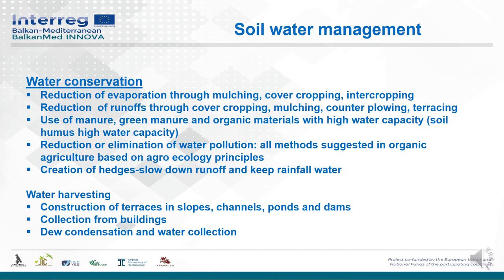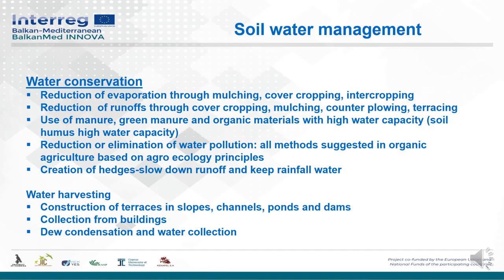For example, soil humus has high water capacity, and in this case it increases the soil water retention, so we can reduce water losses. It is a way of water conservation. A reduction or elimination of water pollution. All methods suggested in organic agriculture are based on agroecology principles. Creation of hedges so they slow down runoff and keep rainfall water in their biomass. Water harvesting practices can be one example of a practice advised for better water use and water management.